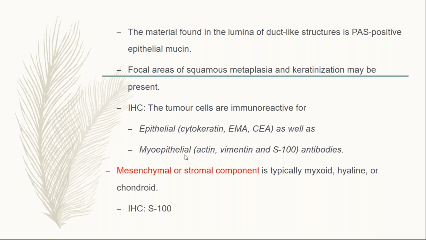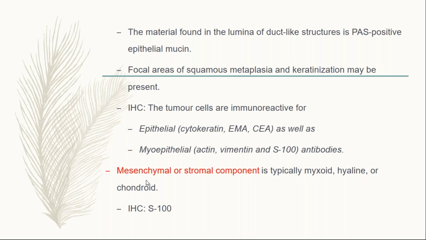The myoepithelial cells can be stained with actin, vimentin, and S100 antibodies. This is smooth muscle actin, SMA, S100, and vimentin. So these are the myoepithelial and epithelial markers.